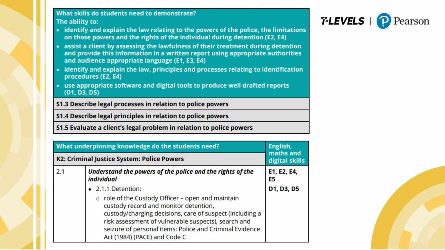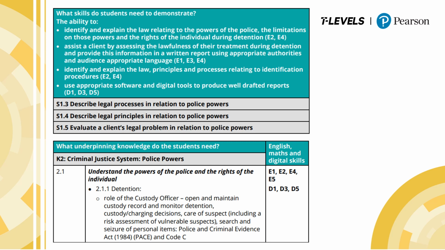Again, you can see that at the top in the green box, we've included the skills from the general competency framework that we expect students to have the opportunity to demonstrate through the skills and knowledge covered in this performance outcome. You can also see reference to English and digital skills by the E1, E2, E4, E5, and D1, D3, and D5 in brackets. We then have the specialist skill.